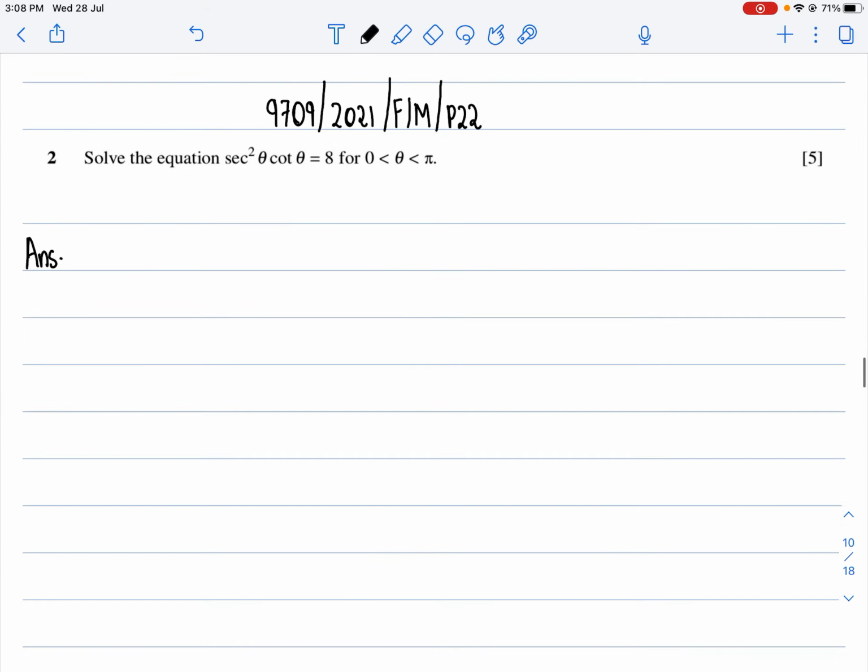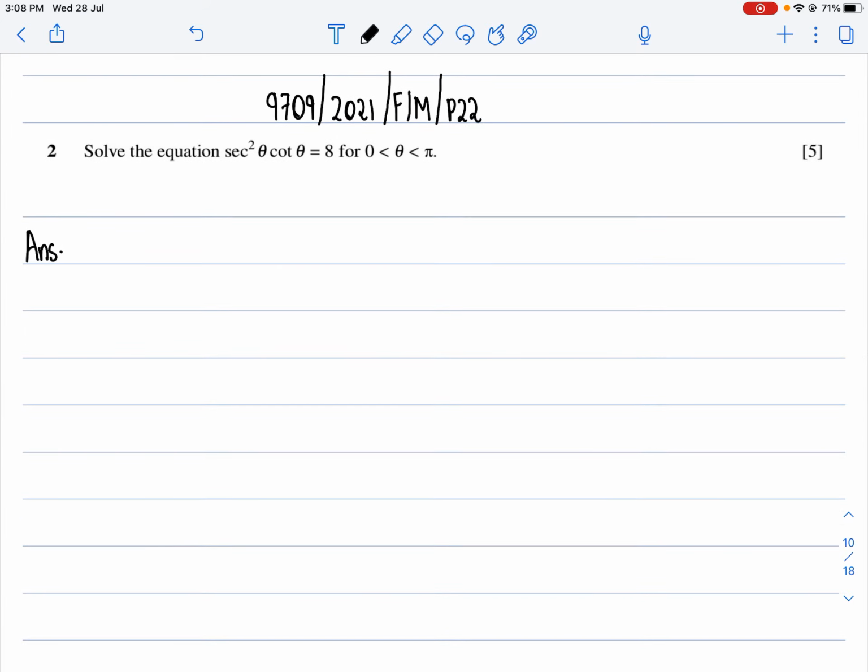Now I can go to the third past paper example, sorry. This is from 2021 Feb March paper 22. So I basically need to solve the equation sec square theta cot theta equals 8, between 0 to pi. As you can see, there's radian here.